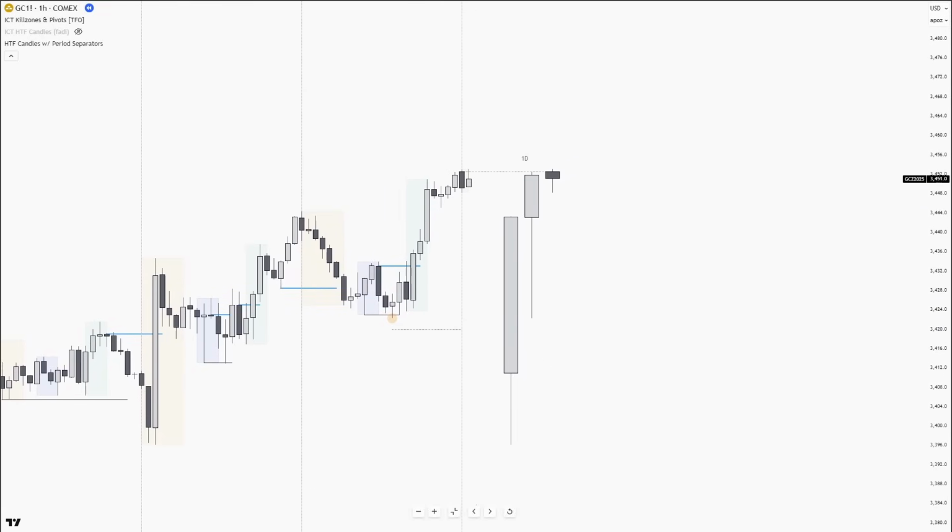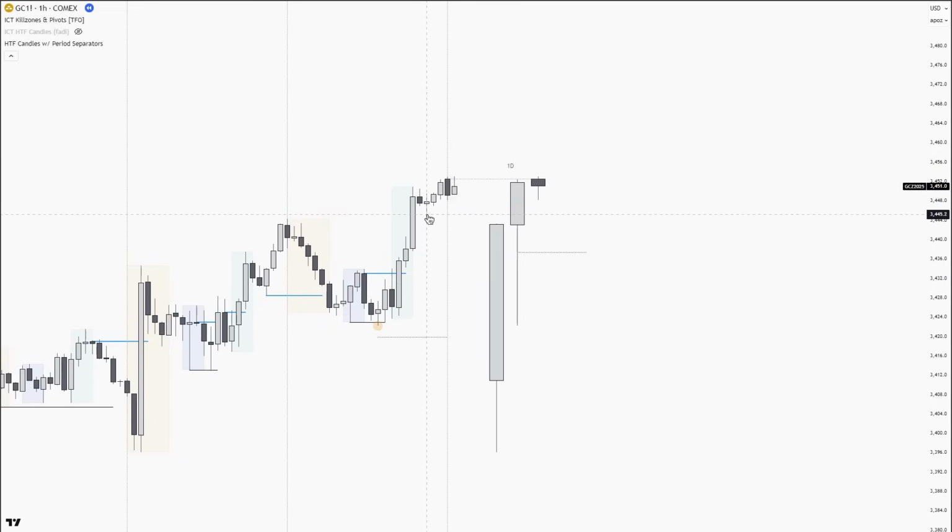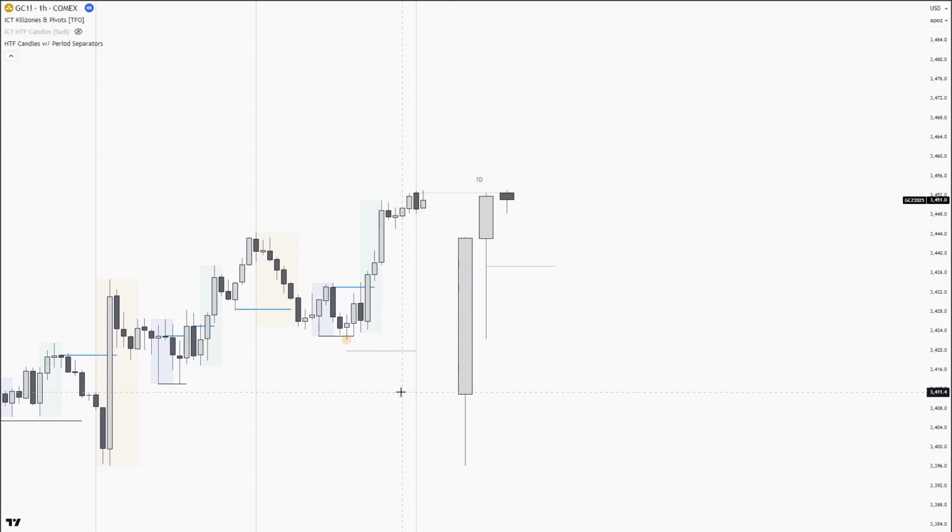Now for the next day to expand higher, we have to respect the 50% of the previous day's range. If it is creating a short wick after taking this low, which is relevant inside of the fair value gap, then we can seek continuation entries after the established low of the day.